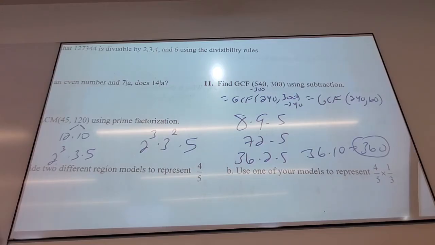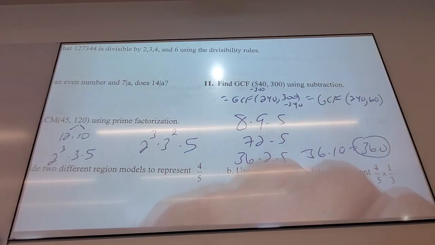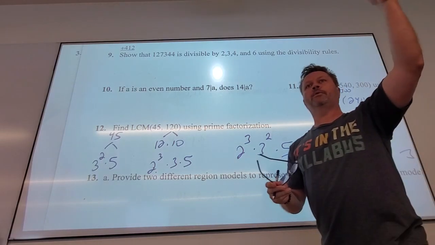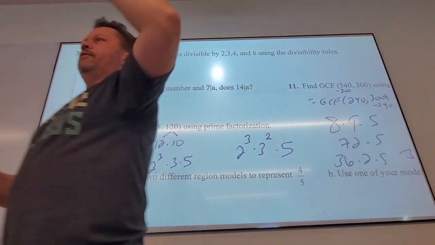Could you please tell me what you said at the end of number 10 again? It was like, if you know two numbers that are relatively prime go into another number, the product of those go into it.